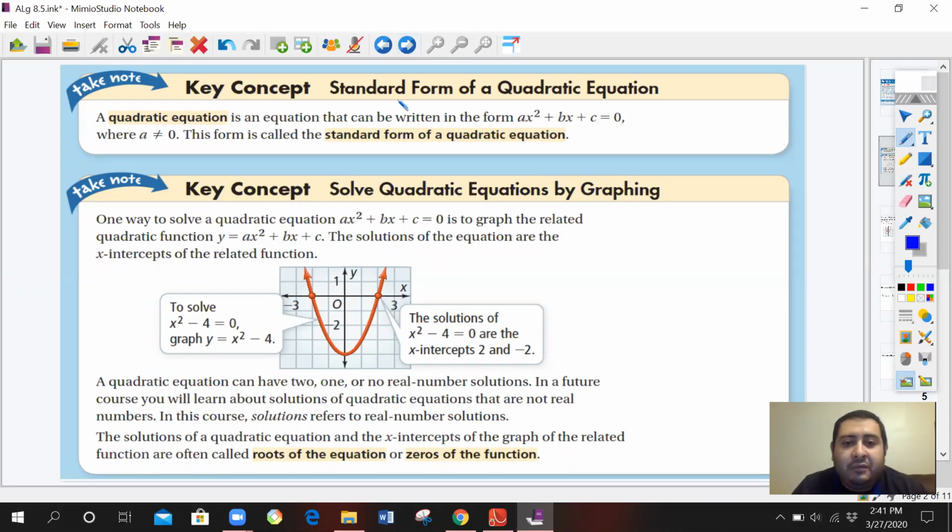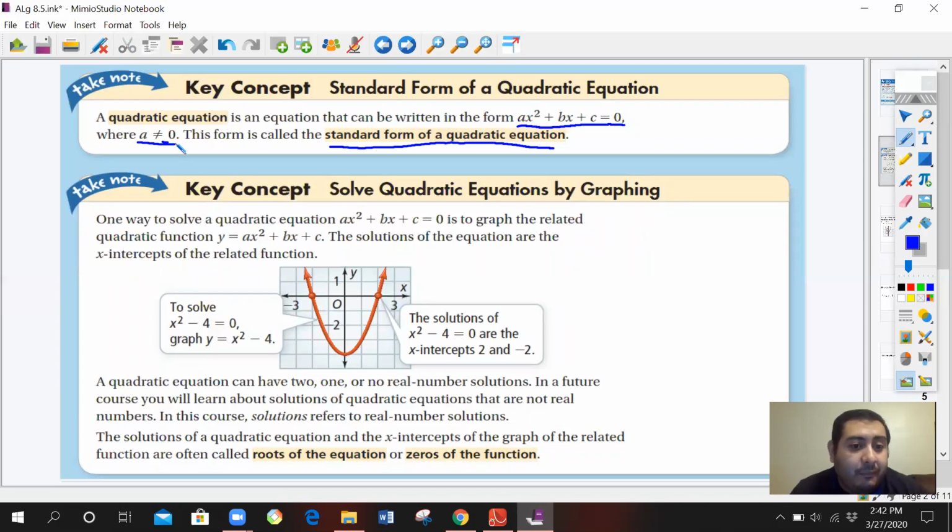So the key concept is the standard form of a quadratic equation. A quadratic equation is an equation that can be written in the form ax squared plus bx plus c equals 0, where a is not equal to 0. This form is called the standard form of the quadratic equation. I'm pretty sure most of you should know by now what a standard form is because we've been practicing this in the past lessons.